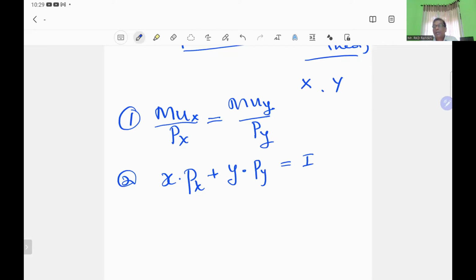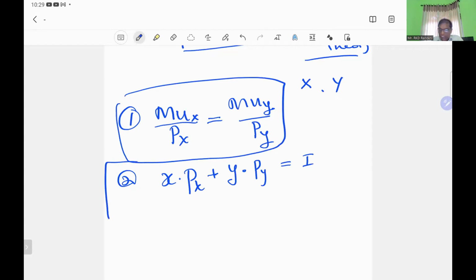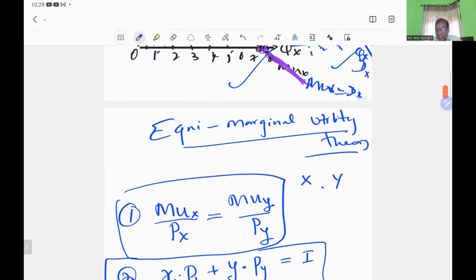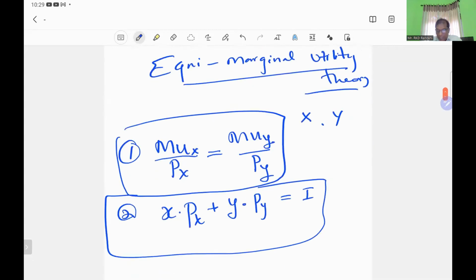Right? You have to spend your whole income on the commodity. Whole income means the given money. These are the two conditions that should be satisfied at the equilibrium level according to the equimarginal utility theory.